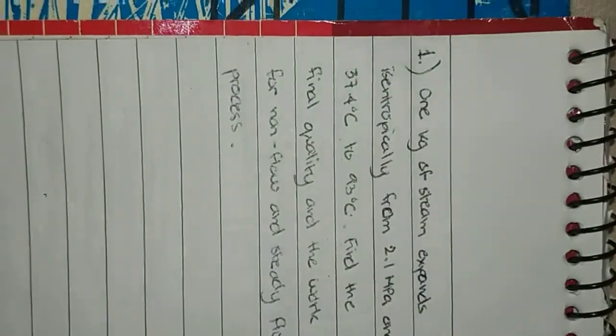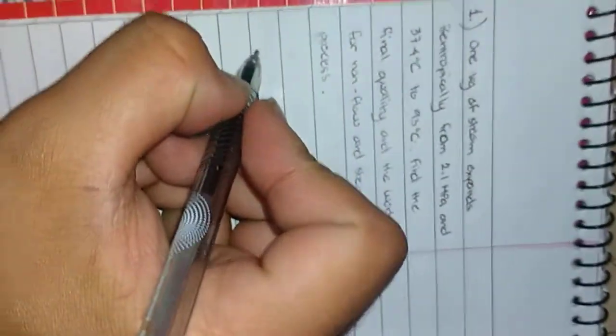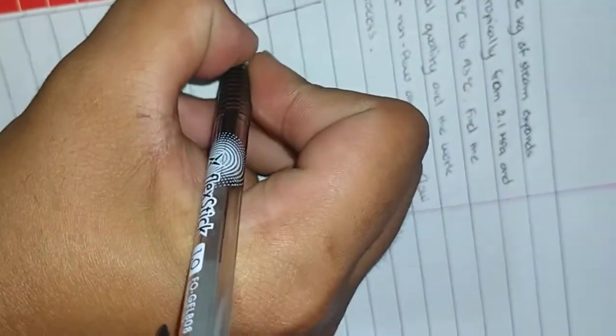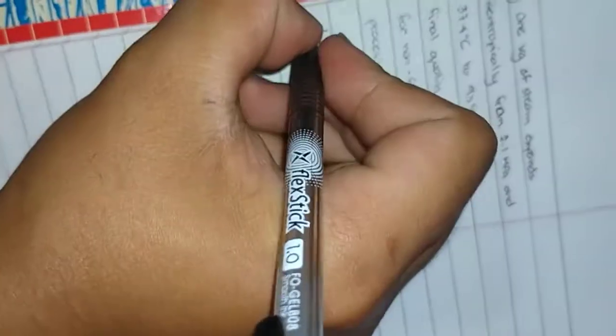So, first thing you will do is to locate the point of your process on the TS or PV diagram. Since what is given is 2.1 MPa, we will try to locate it in the steam table. So the first thing you will do is to draw the TS and PV diagram.